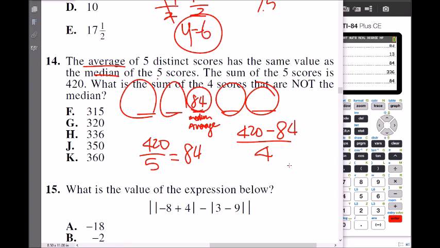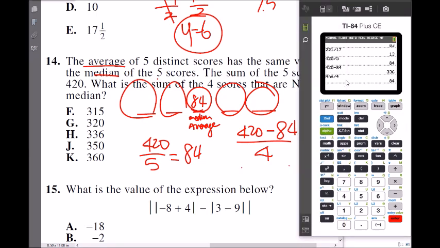So what is the sum of the 4 scores? Okay, so we didn't even have to divide by 4. It's 336. Okay.